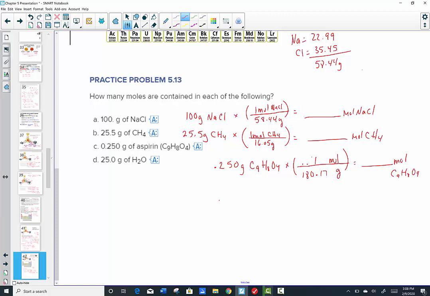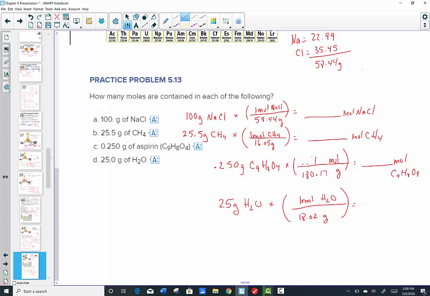And one more to set up, 25 grams of water. We use our molar mass as our conversion. 1 mole of water has a molar mass of 18.02 grams. That was you adding up an O and 2 H's. Now I'm ready to just go through and hit these.